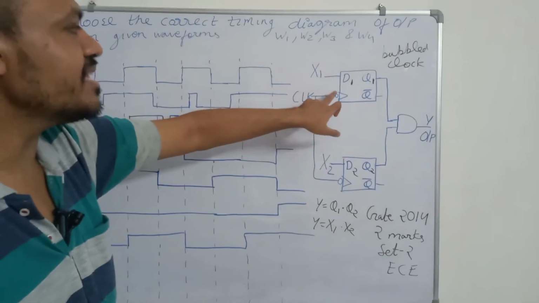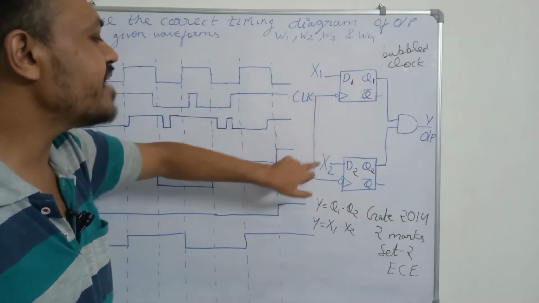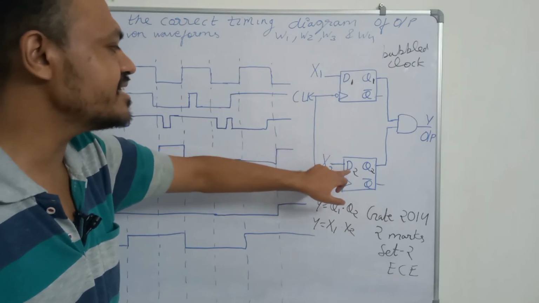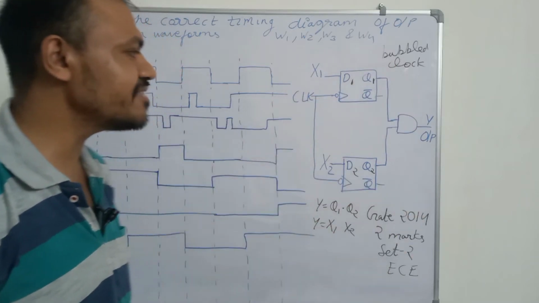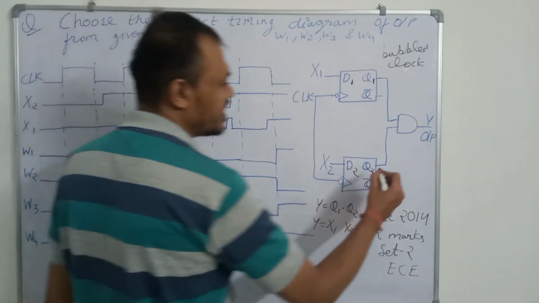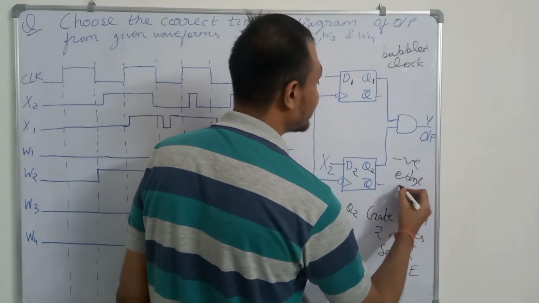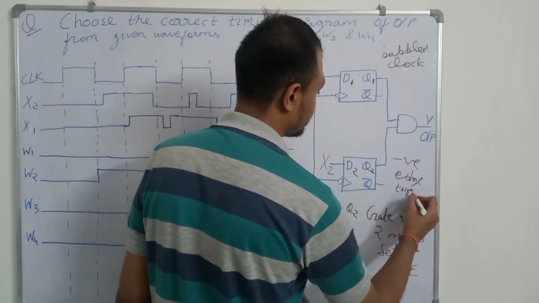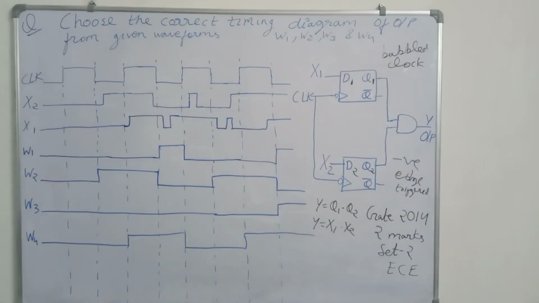When the clock pulse is applied, input D1 will shift to Q1, and input D2 will shift to Q2. And this is a bubbled clock, so it is negative edge triggered. Both the flip-flops are negative edge triggered. Now we just have to look at the inputs x2 and x1, and their AND will be the output.